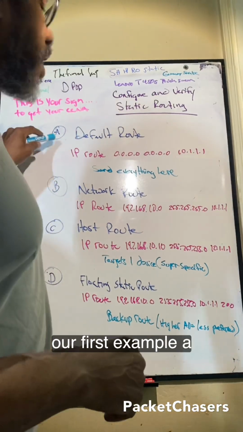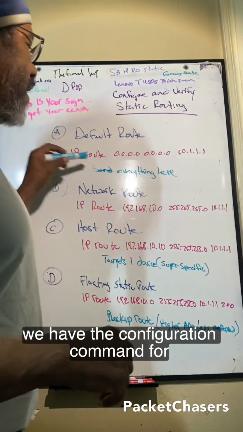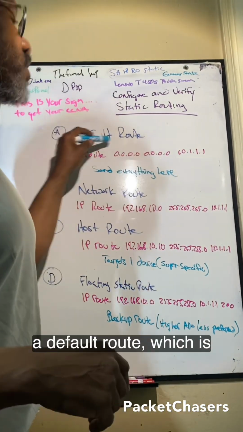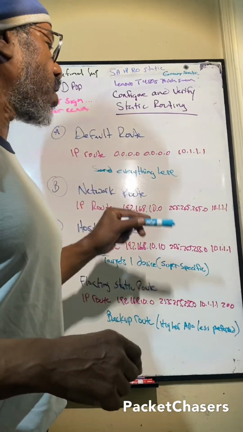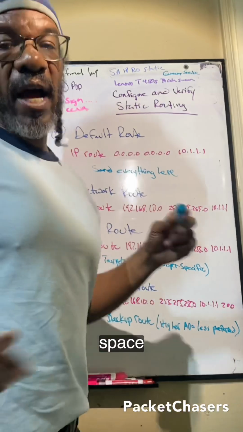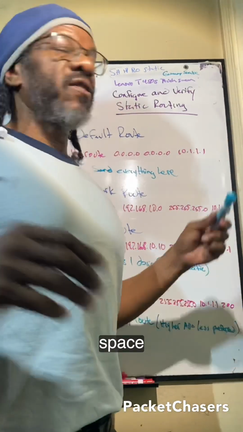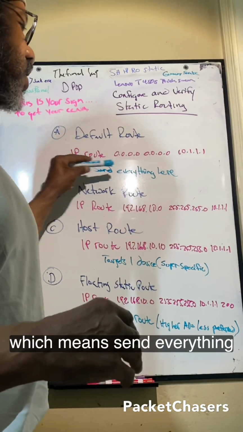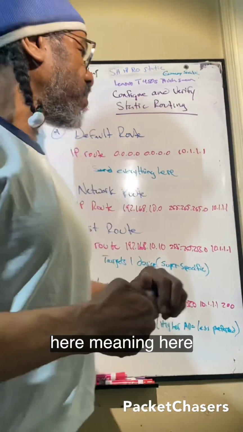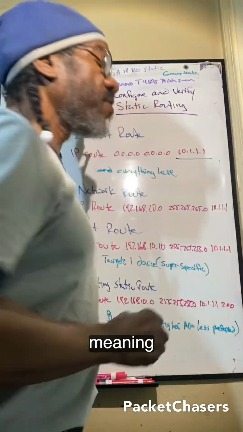In our first example, A, we have the configuration command for a default route, which is ip route 0.0.0.0 0.0.0.0 10.1.1.1, which means send everything here, meaning there.